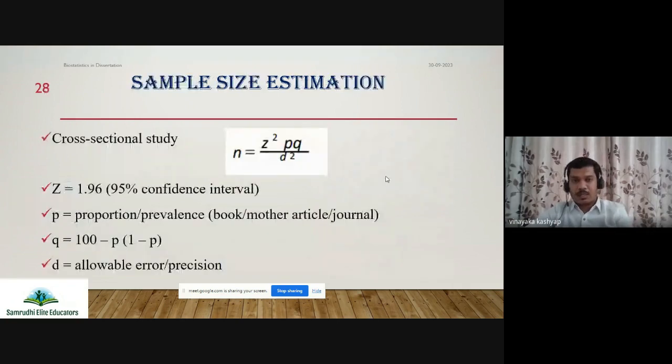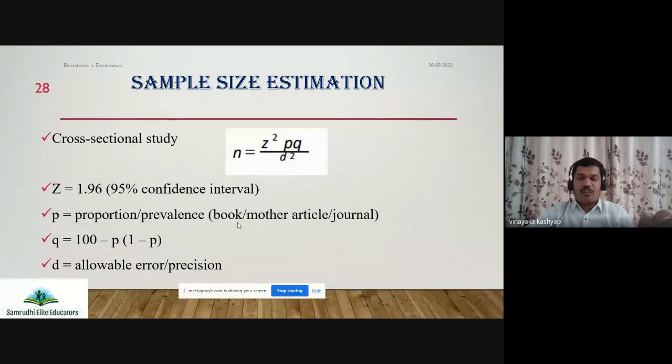Yes. So coming to sample size calculation, this is one of the most common sample size calculations you see in a dissertation. That is, for the cross-sectional study, n is equal to Z squared pq by d squared. This is what you always see. Now what are all these parameters? What exactly is the confidence interval, all these things? Now where do you get this prevalence, or this particular p?